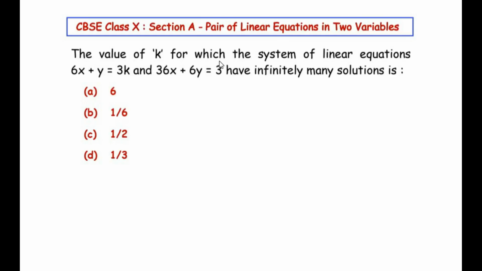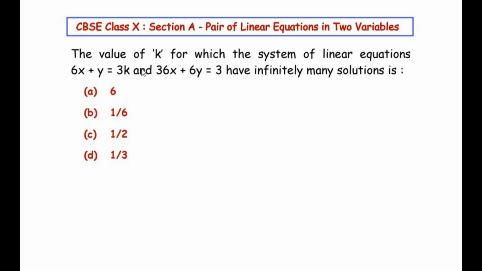The value of k for which the system of linear equations 6x plus y is equal to 3k and 36x plus 6y equal to 3 have infinitely many solutions is. So here we can see that two equations are given, and we need to find out the value of k, and the hint given is that the system has infinitely many solutions. So infinitely many solutions means it represents coincident lines.